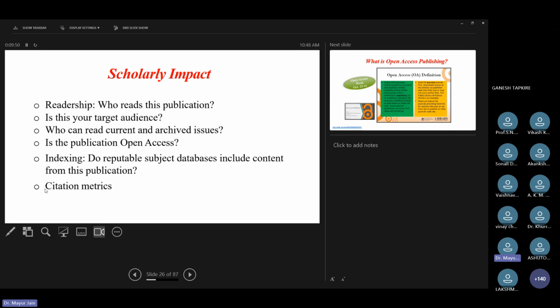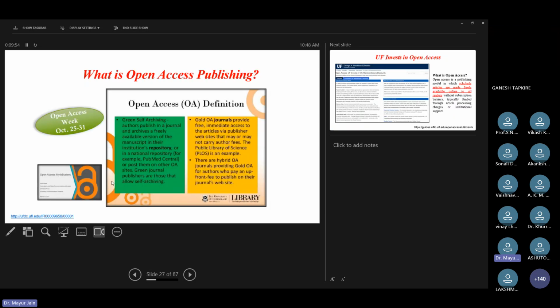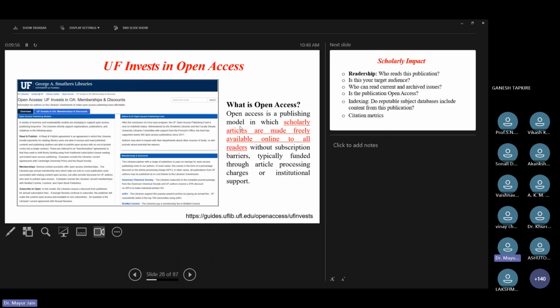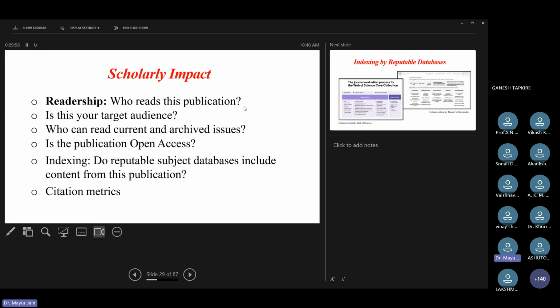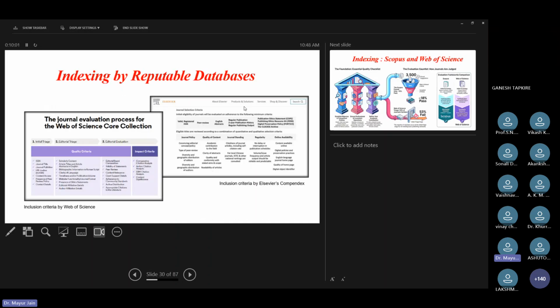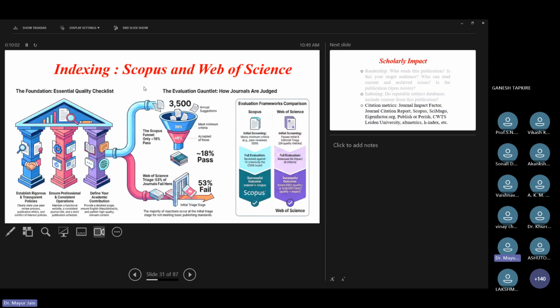So that is also one thing. And then obviously you can go for the indexing and the citation matrix, right? So that is one thing that can always be done. Okay, I think open access we have understood. So this is what we were talking about, the indexing, Scopus, and Web of Science.